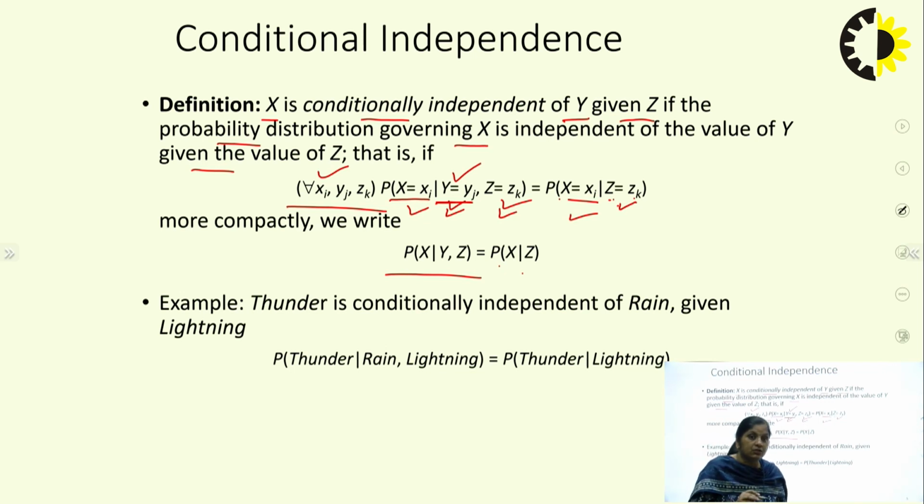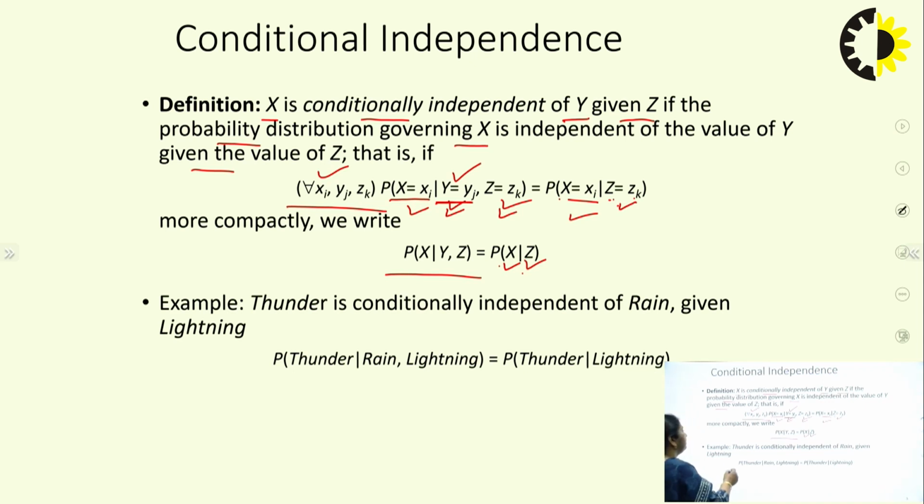X is conditionally independent of Y. It is calculated with the help of the occurrence of Z. When Z has already occurred, then the probability of X doesn't depend on what Y has been. It is totally independent of that.